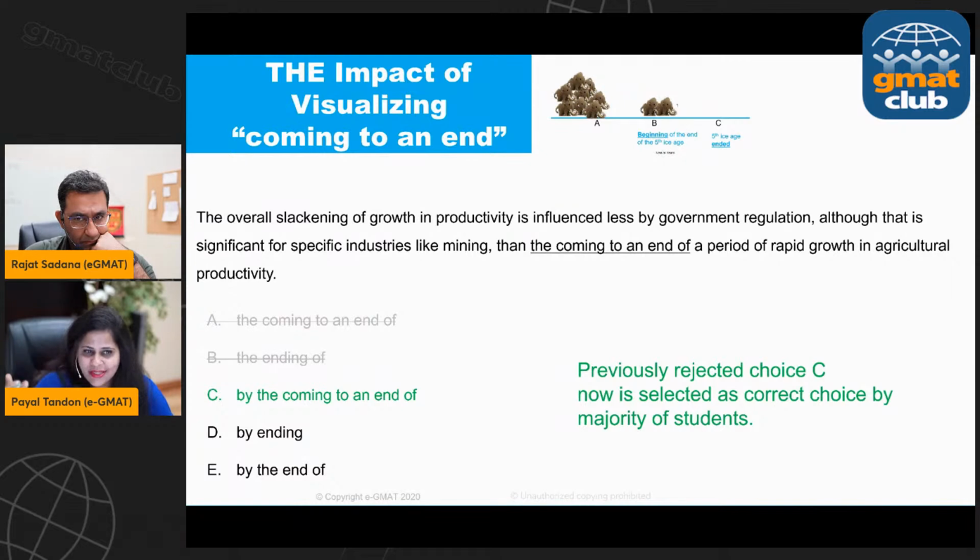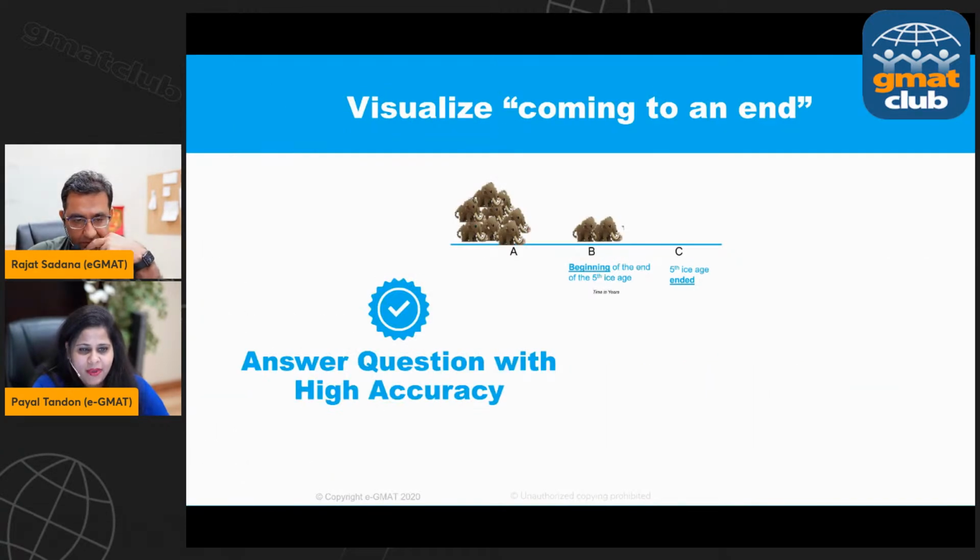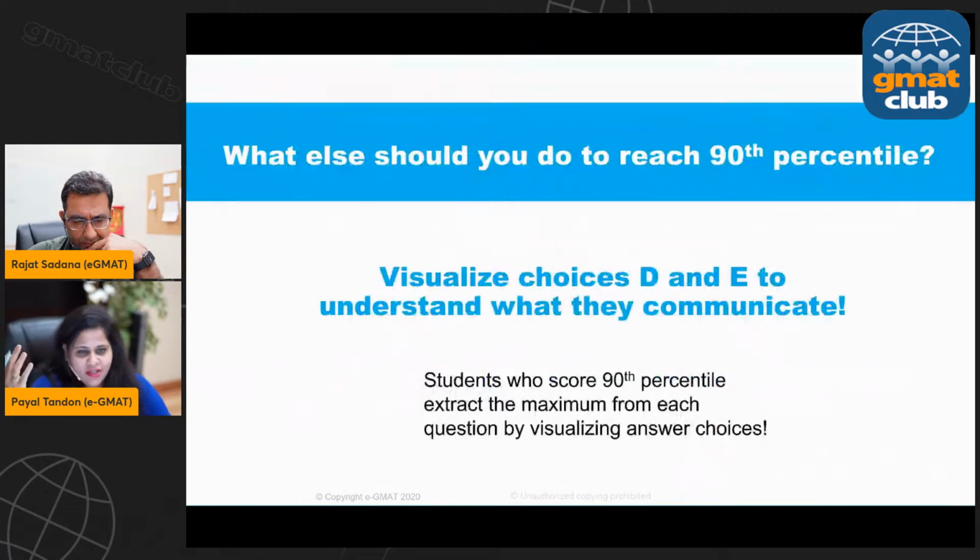Okay, what do you guys think about this? As soon as you visualized what coming to an end means, did this question become easy to you? Did that back and forth get eliminated completely? I think we should also go through choices D and E because we have a lot to cover in this session. Yes, absolutely.